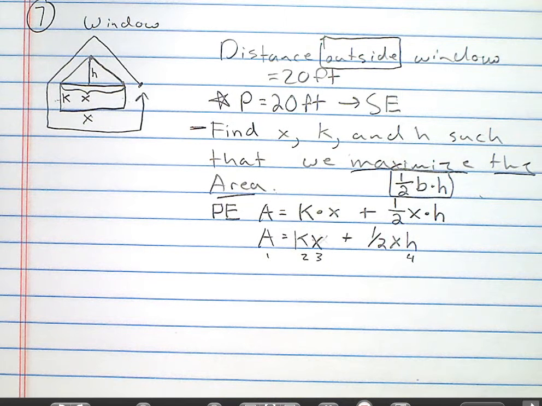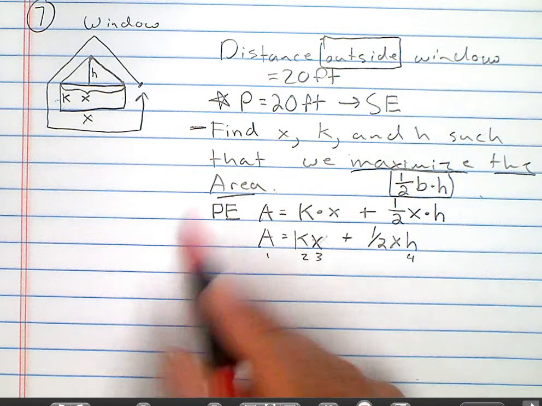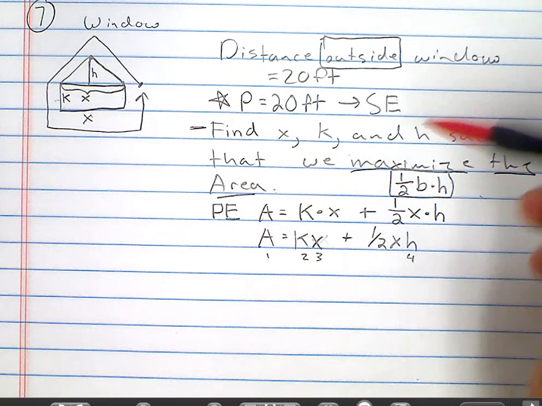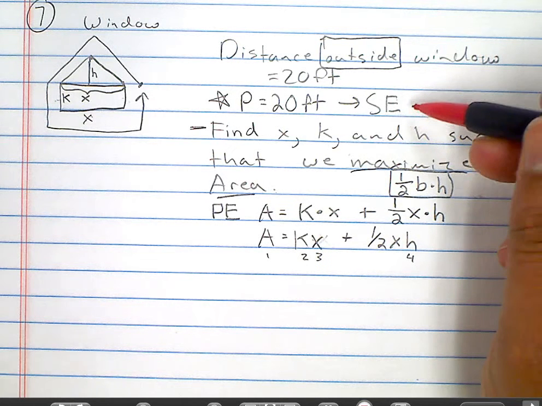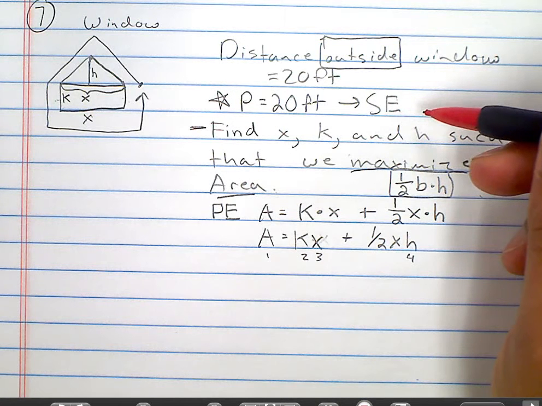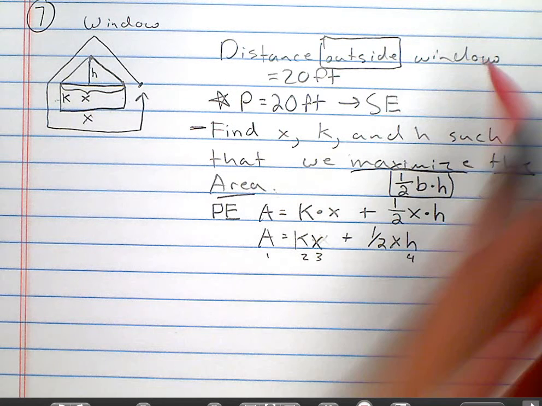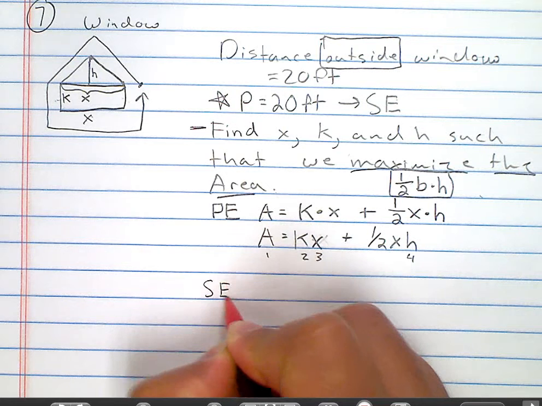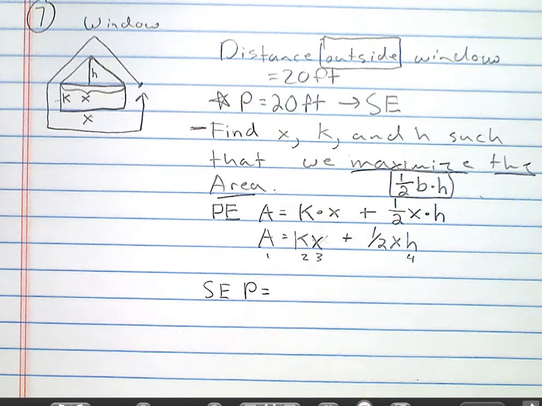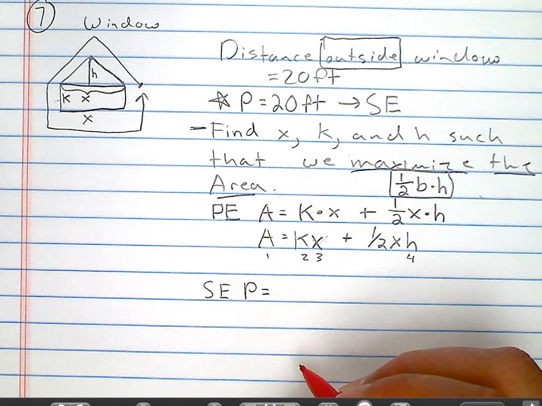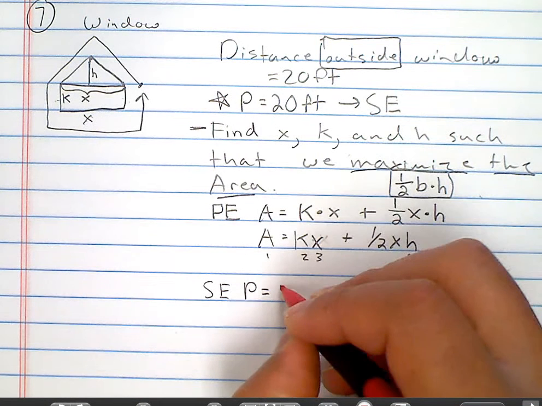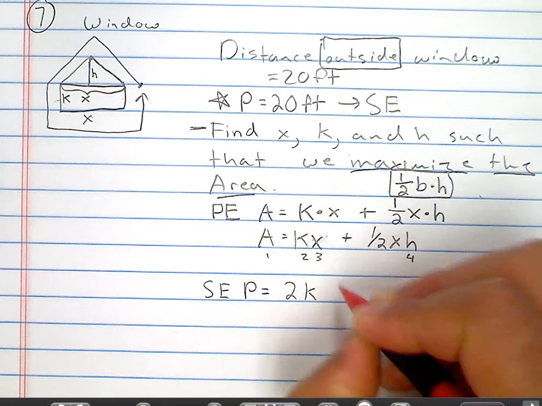All right, so here we go. Let's take our secondary equation, which we know is going to involve perimeter, okay? So let's go ahead and do our secondary equation. Perimeter is equal to, all right, what is our perimeter going to involve here? 2K plus X.